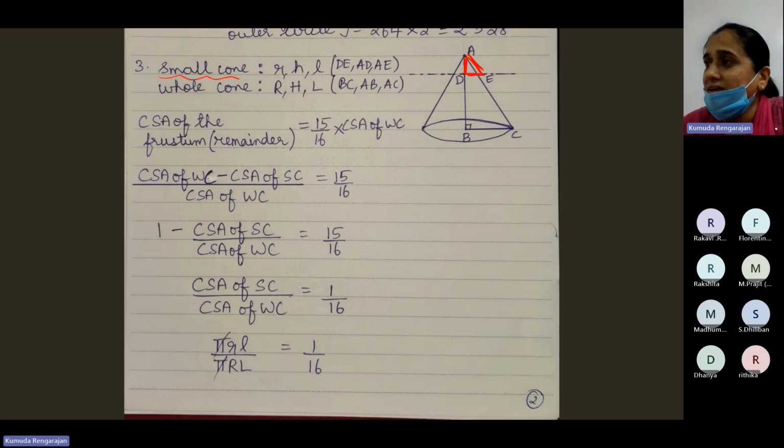And why are we talking about the slant height? Because the equation is in terms of curved surface area. And CSA of a cone is pi RL. If it was about volume, we'll not talk about slant height because volume is 1/3 pi r square h. We only need R and H for volume. But because it is CSA, we need R and L. For a cone, it is R and H for volume, R and L for curved surface area or total surface area. All right.